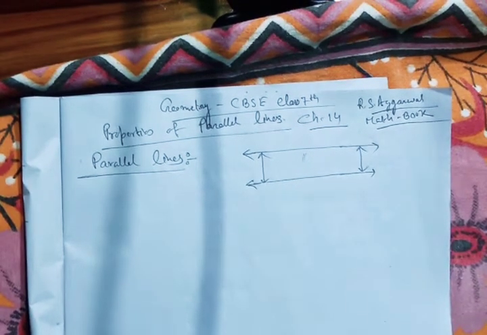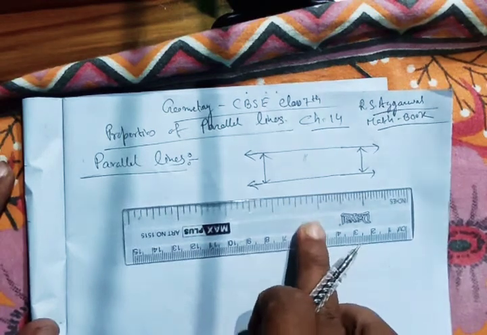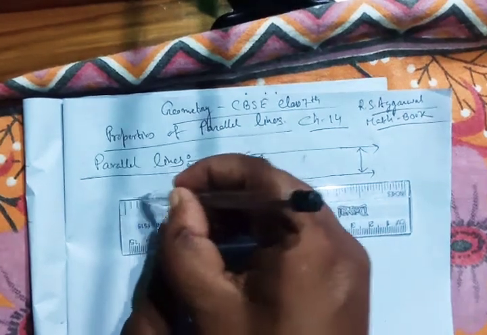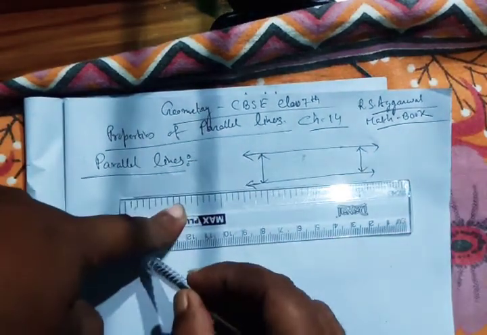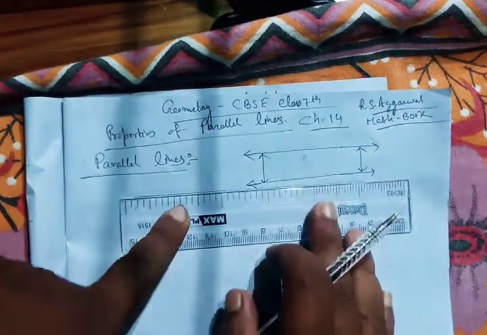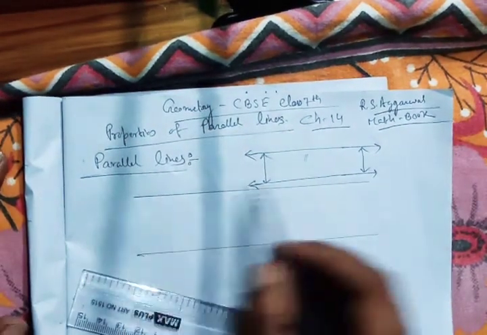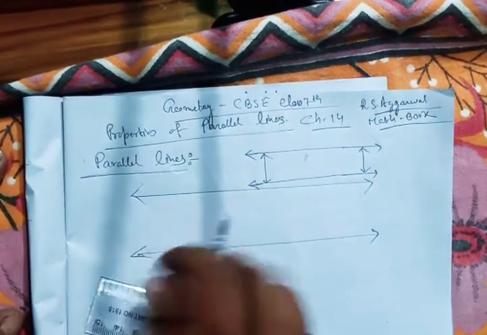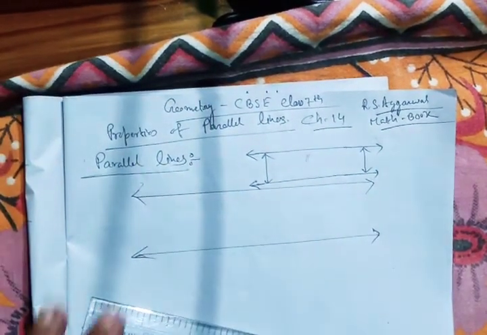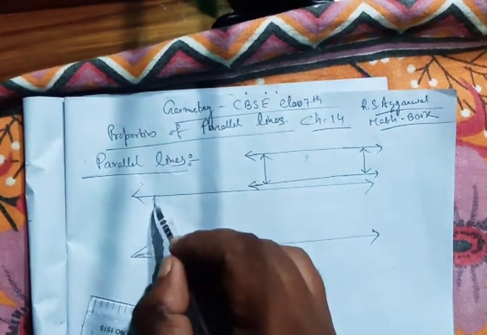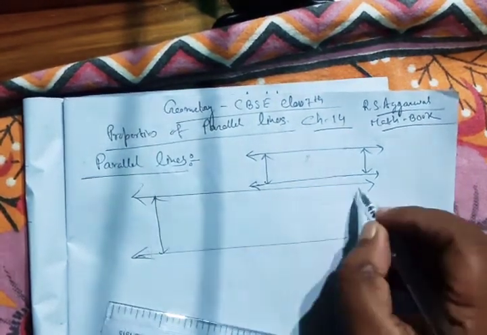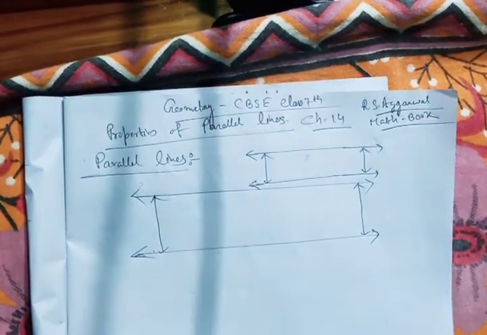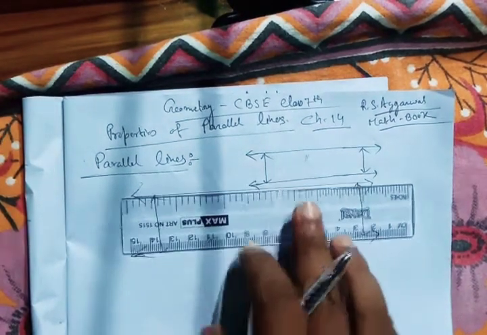Suppose this is one scale. Now, if we draw two lines, this is the first line, this is the second line. As you can see, however we extend these two lines, either this side or this side, they can never meet. The distance between them in this portion and in this portion remains the same. That is why these are called parallel lines. So, this is one example.